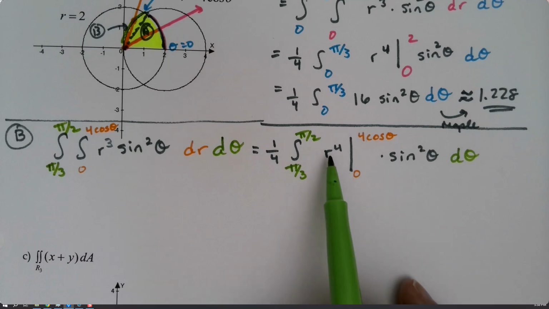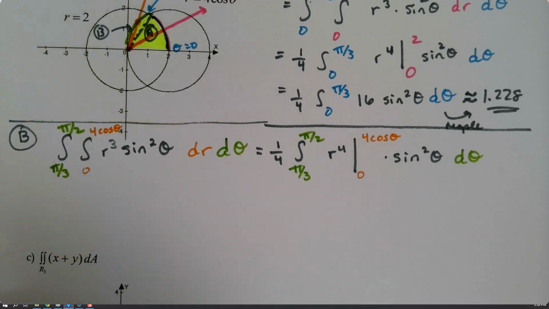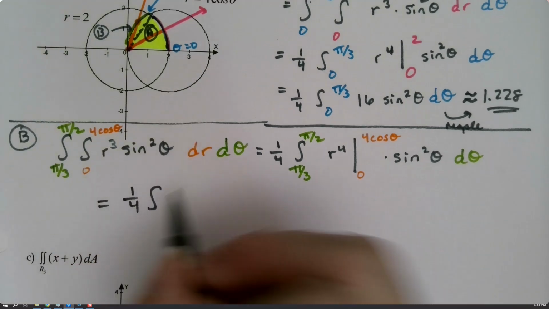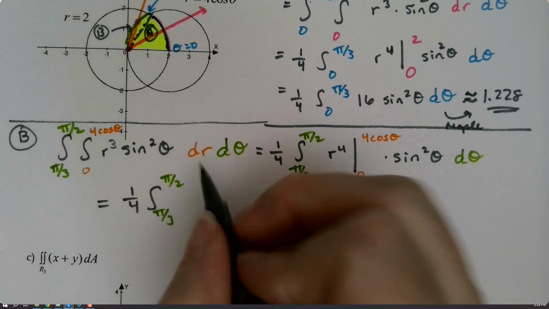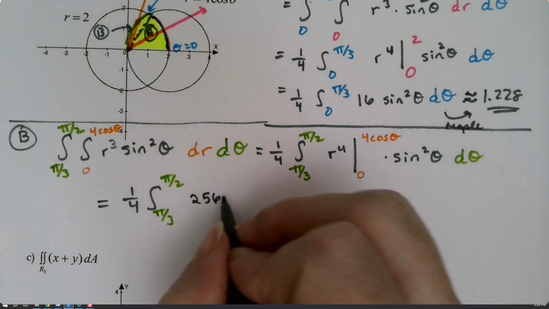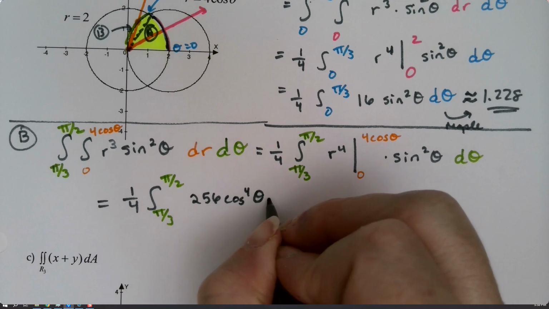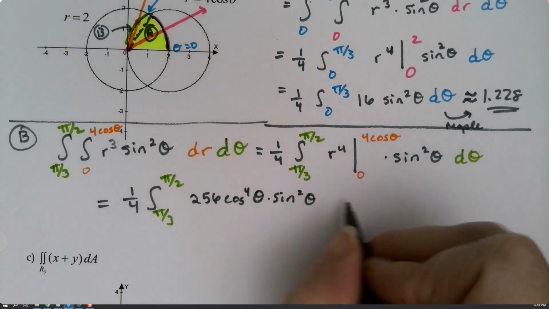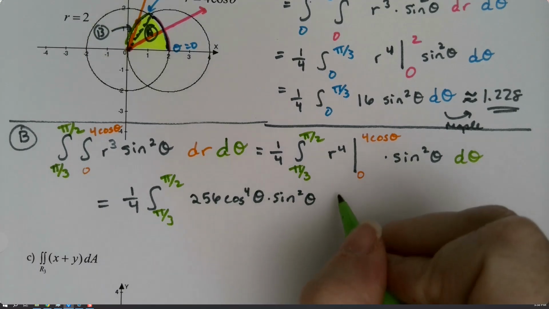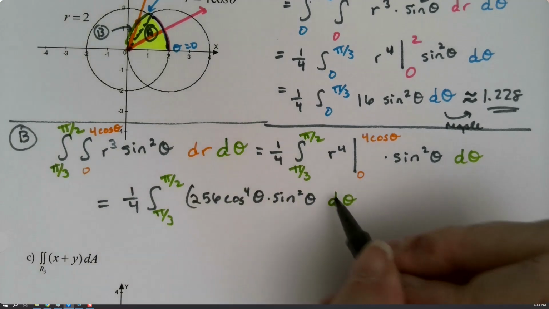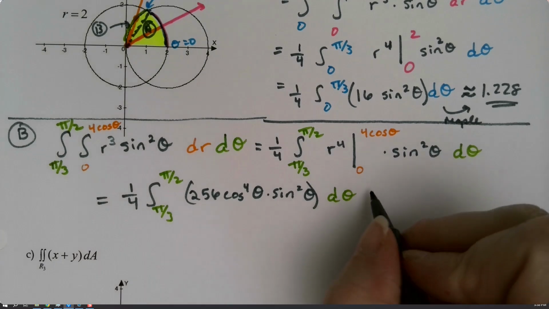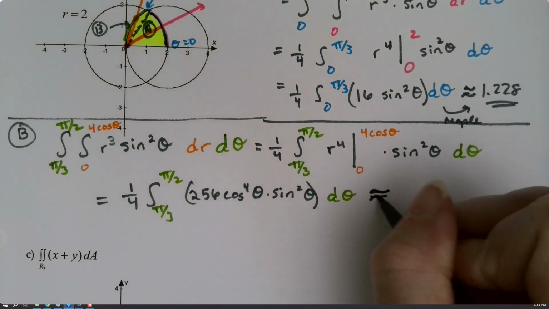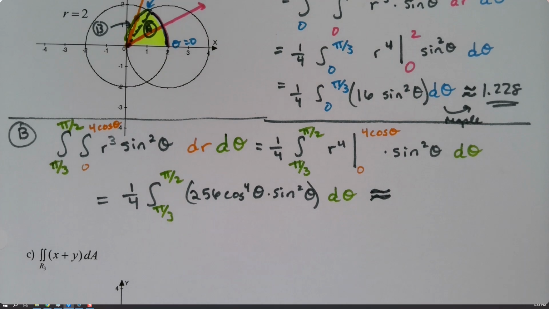So that would be 256, right? So 256 cosine to the 4th. All right. So this equals 1/4 integral from pi over 3 to pi over 2, 256 cosine to the 4th of theta times sine squared of theta, d theta. And we are just going to make Maple do that. We are not going to figure that out. And again, it'll be an approximation. It will not be anything pretty.